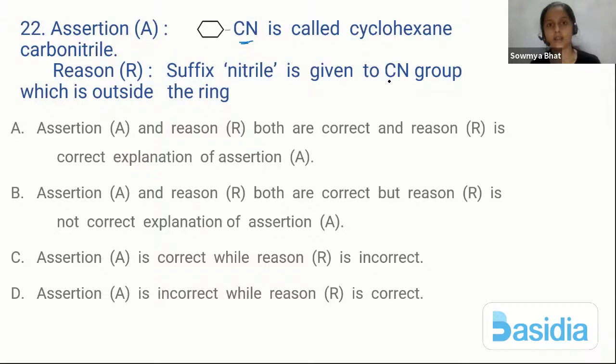Suffix nitrile is given to the CN group, which is outside the ring. Yeah, you can name the suffix as carbonitrile, or you can even name it as nitrile when it comes to the regular compounds where you are going to include that CN in the chain, then it becomes nitrile. If you're going to keep it outside the ring, then it should be carbonitrile. So even the suffix is right. So A is right, R is right. So you have the option A and B. And the reason is the correct explanation for assertion A. So A should be the right answer.